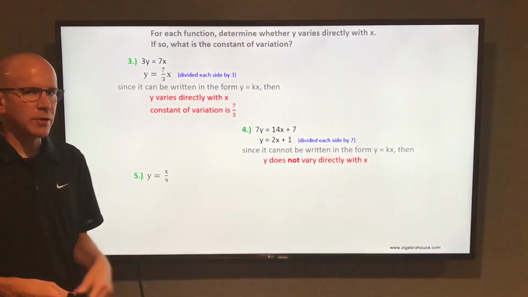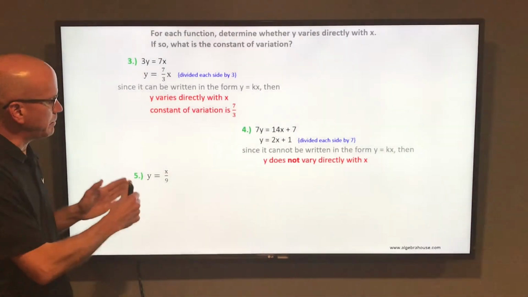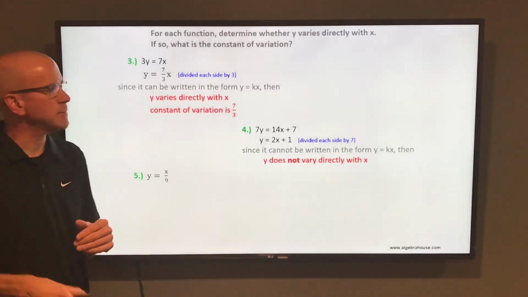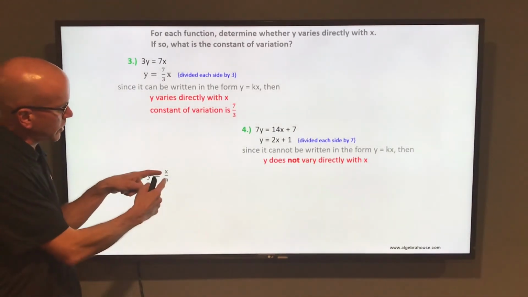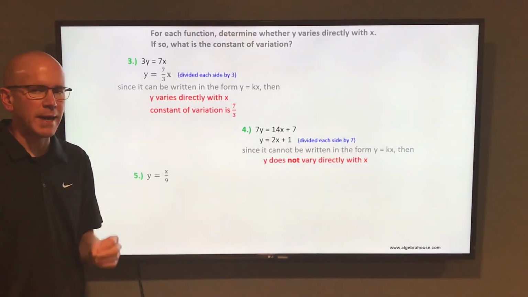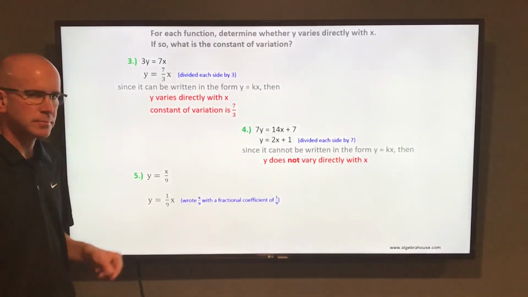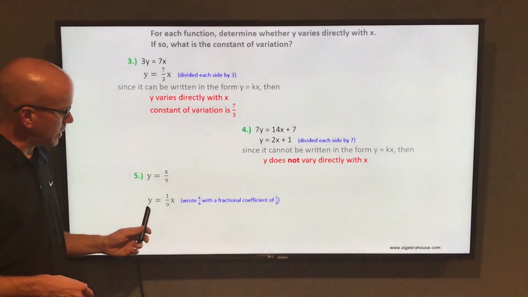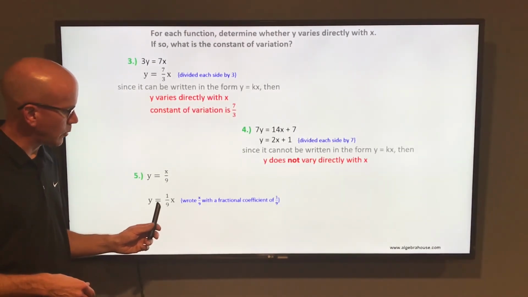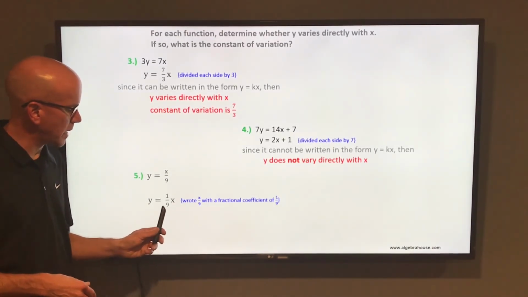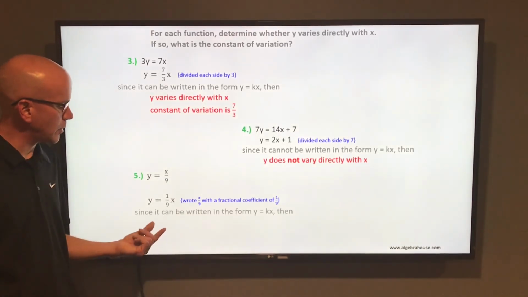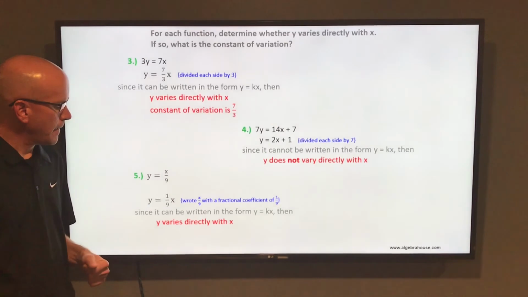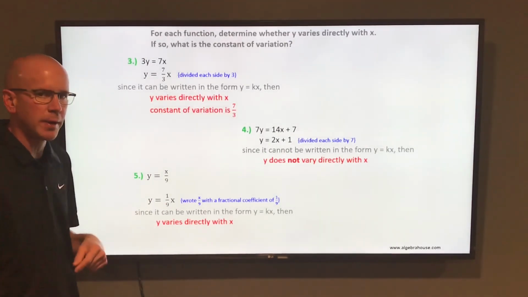For y equals x over 9. Can that be written in the form of y equals k times x, like this one is up here? Well, that x over 9, that is the same thing as 1/9 times x. So right there you can see that is in the form of y equals k times x, where k is the constant of variation. So y does vary directly with x on that, and the constant of variation is that 1/9.